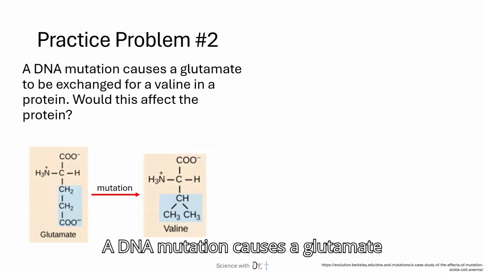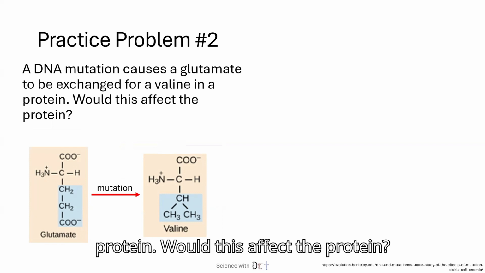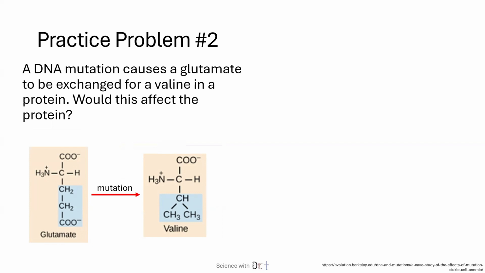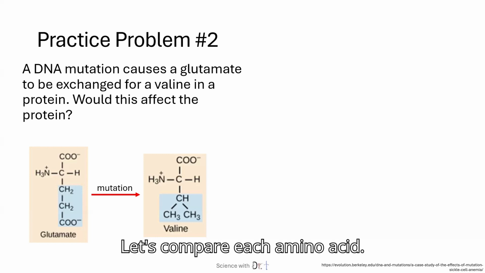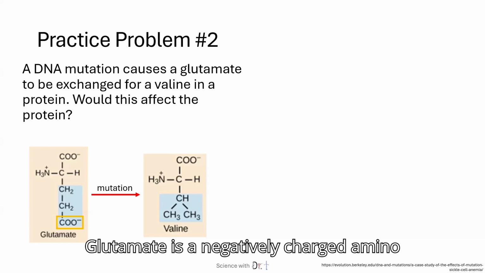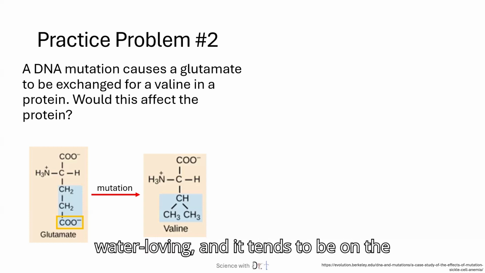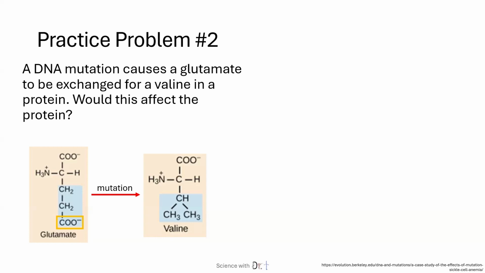A DNA mutation causes a glutamate to be exchanged for a valine in a protein. Would this affect the protein? Let's compare each amino acid. Glutamate is a negatively charged amino acid, which means it's hydrophilic, water loving, and it tends to be on the surface of a protein.